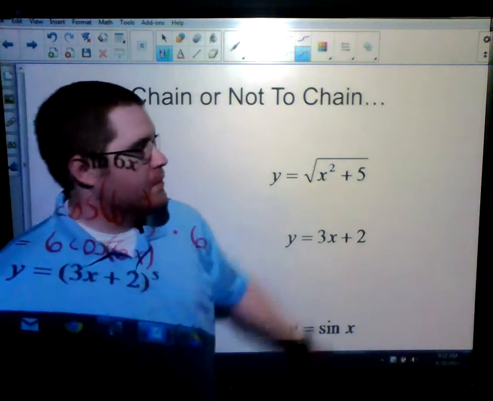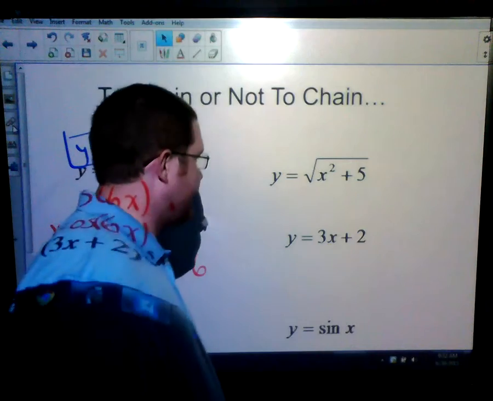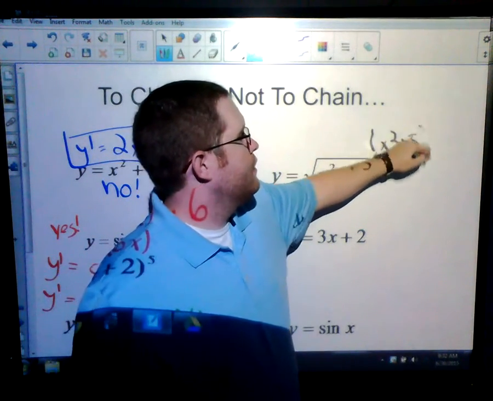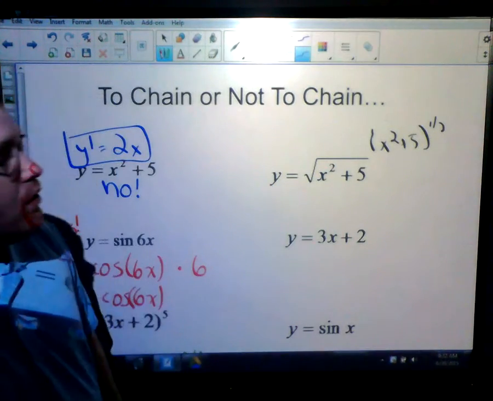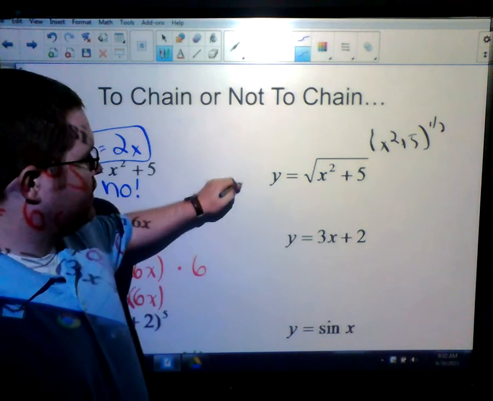What about this problem? Is this a chain rule problem? Yes. Let's rewrite the problem to make it a little bit easier. Let's call it (x squared plus 5) to the 1/2 power. Now, the outside is the 1/2 power. The inside is x squared plus 5.